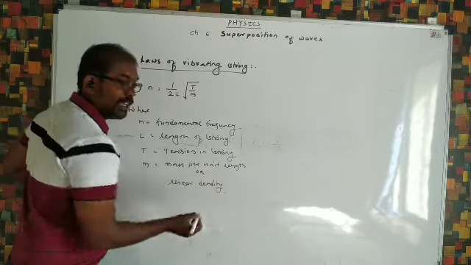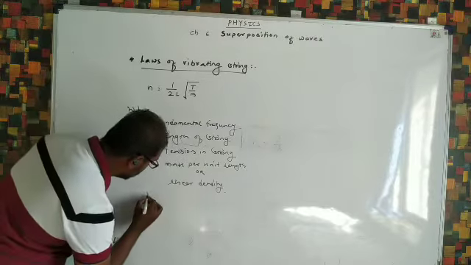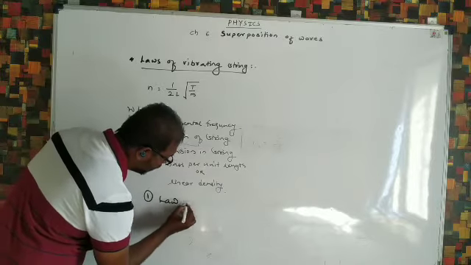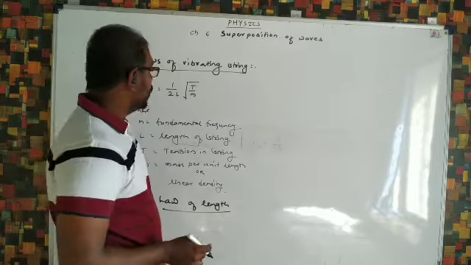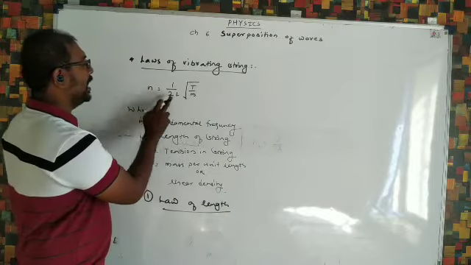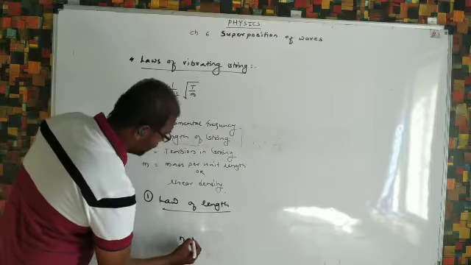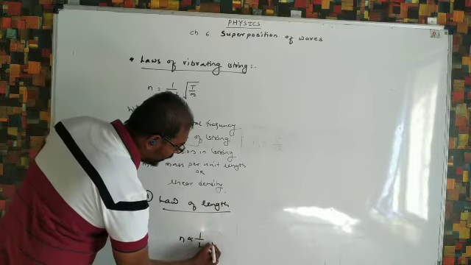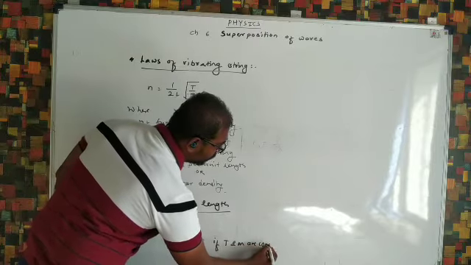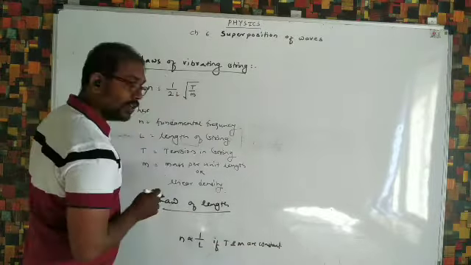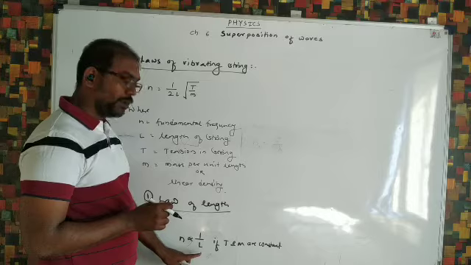Based on this formula we can write three laws of vibrating string. Now let me explain the first law. This first law is also called the law of length. This law is the relationship between n and L when T and m are constant. Mathematically we can write n is inversely proportional to L if T and m are constant. So this is the first law of vibrating string, that is the law of length.